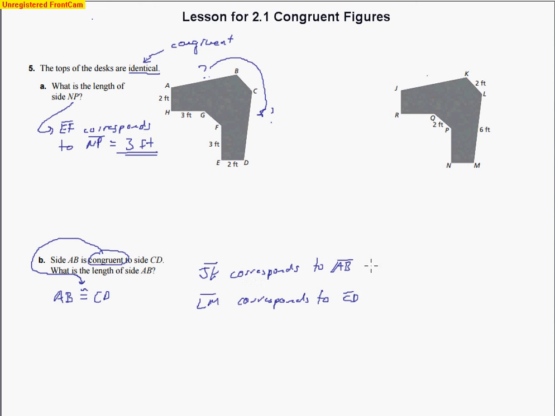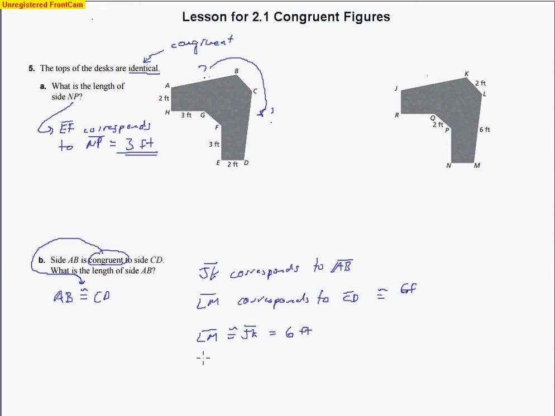Well, if AB and JK are the same, LM and CD are the same, that means that those two are going to end up being equal. And we know that this, CD, and LM both are 6 feet, so that's what LM is. And so we have that at 6 feet. And if LM is congruent to JK, then that would equal 6 feet. Those would equal 6 feet.